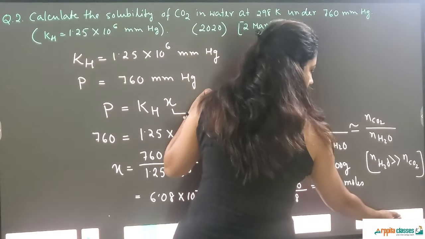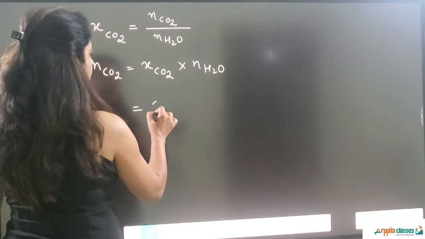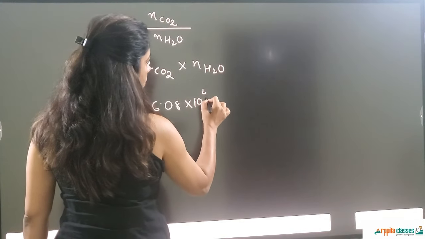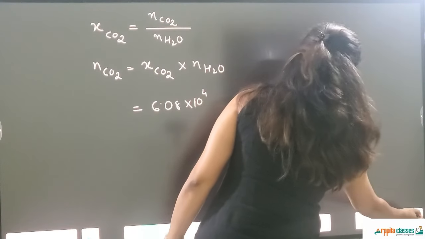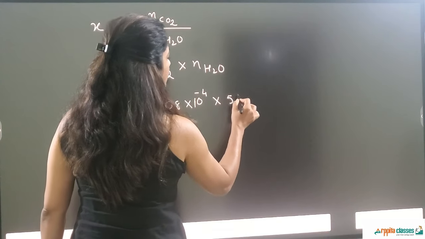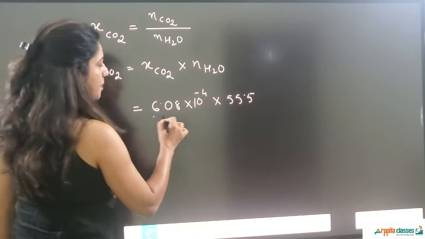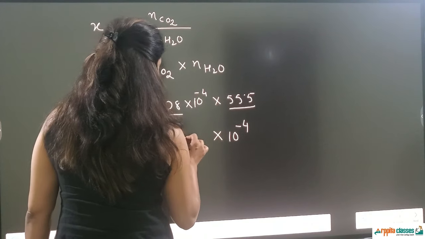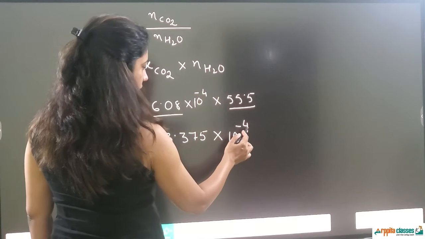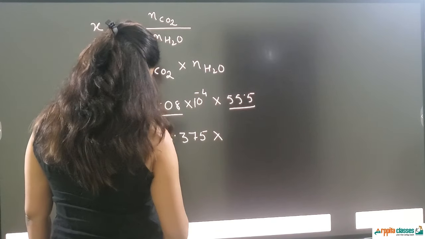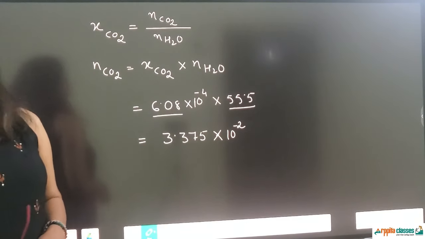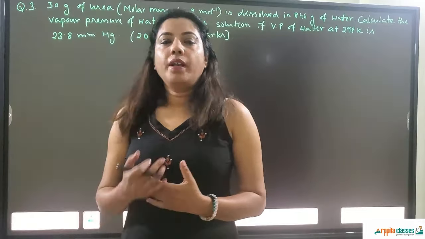Okay, so we'll write it: 6.08 into 10 raised to power minus 4, I guess. Just a minute. It is 10 raised to power minus 4, yes. 10 raised to power minus 4 into 55.5. So you just multiply this and this, 3.375 into 10 raised to power minus 2. Yeah, so this is the number of moles of CO2. That is the solubility. We'll now see the next question.